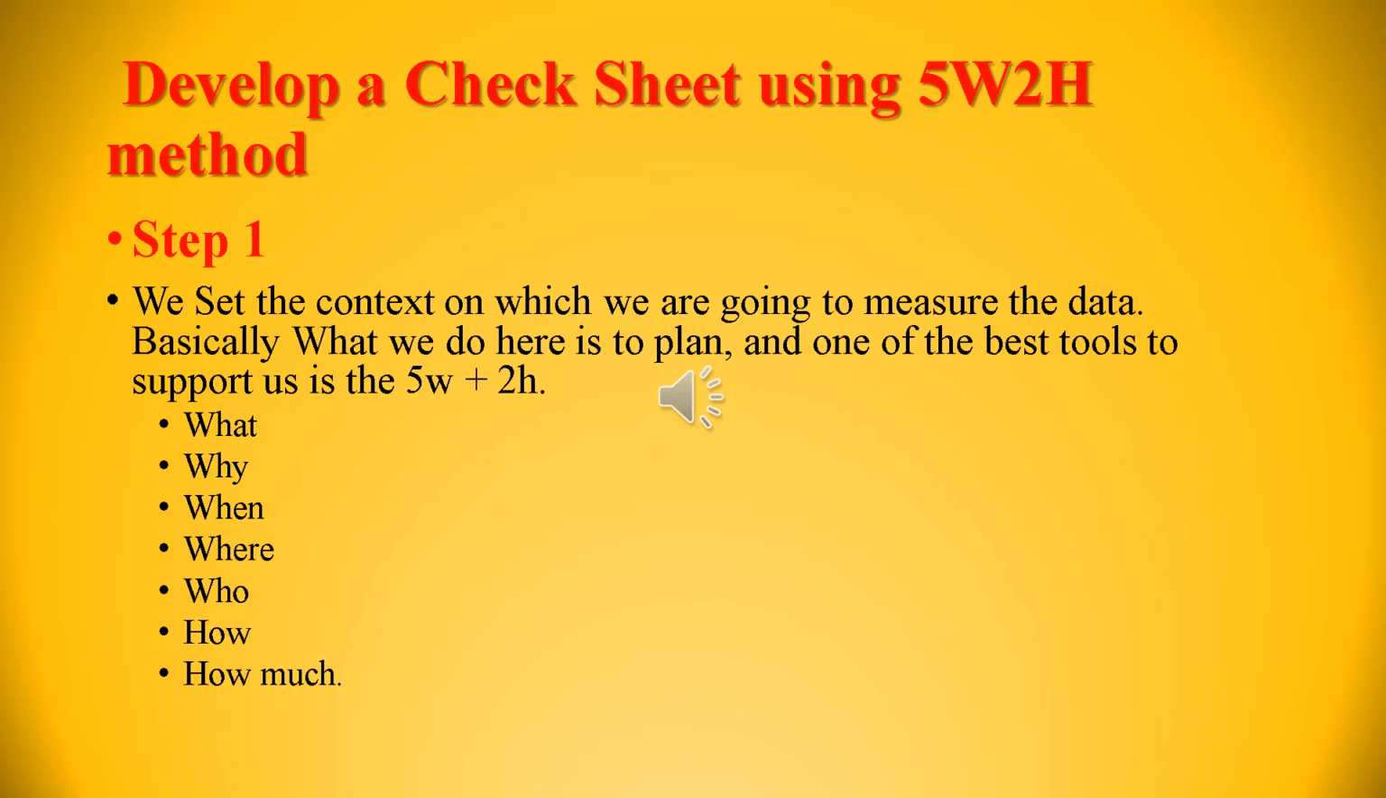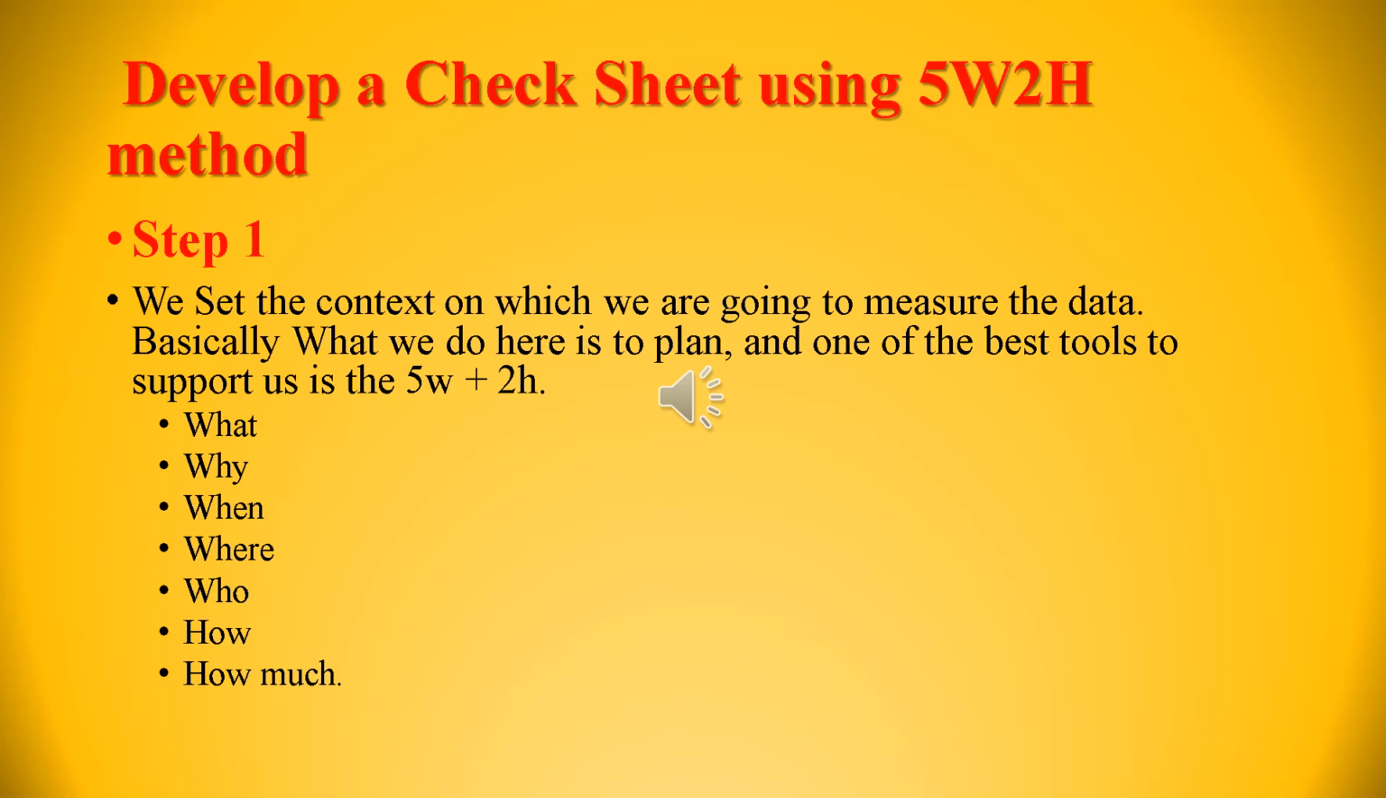Then the 2 Hs: how and how much. How means how will it be done? You have to explain the process, the method that you are going to use for that. What is the method you are going to use for data collection? That is how. The last one is how much. In addition to that, you have to explain how many times you are going to collect the data.